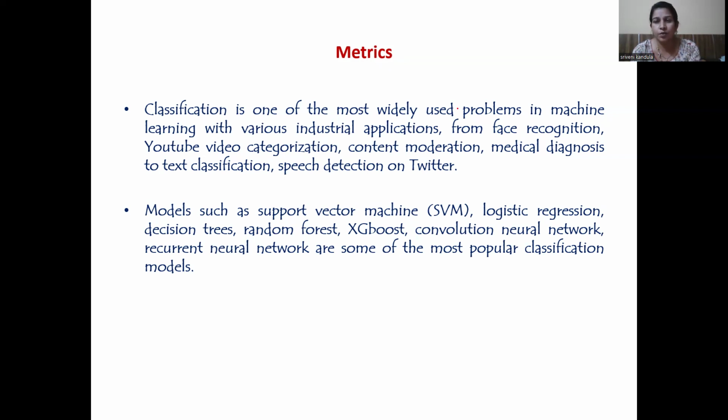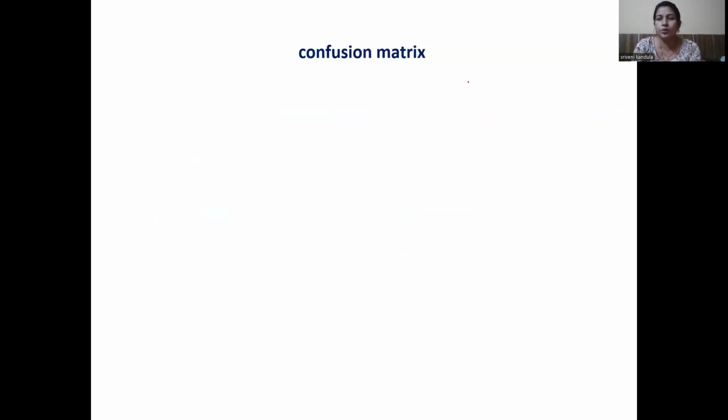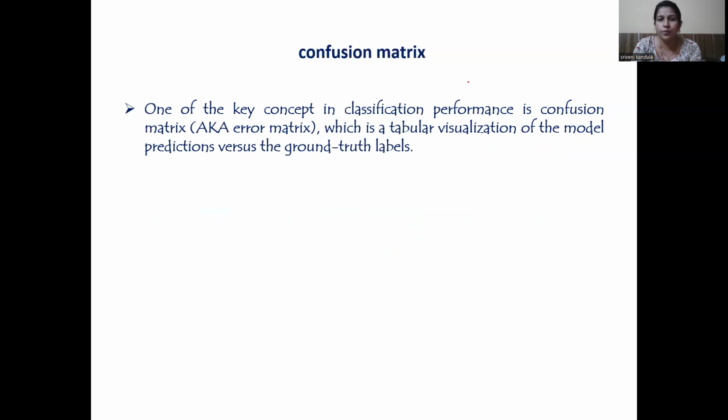So how do you measure the performance of a model? It is with the help of a metric. Let's see a few metrics like that. Today the first metric that we are going to discuss is the confusion matrix. It is one of the most basic ones. This confusion matrix we can also call an error matrix.